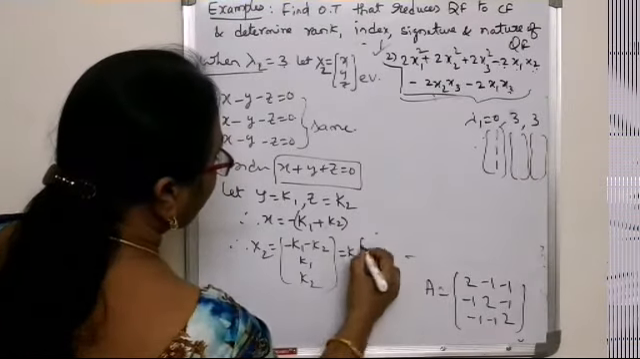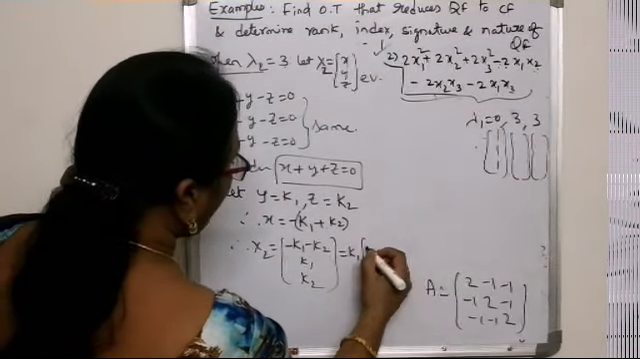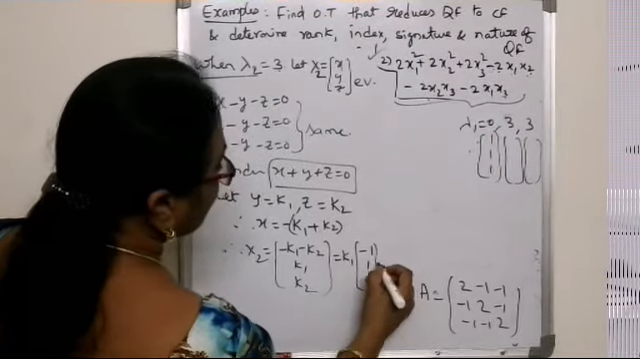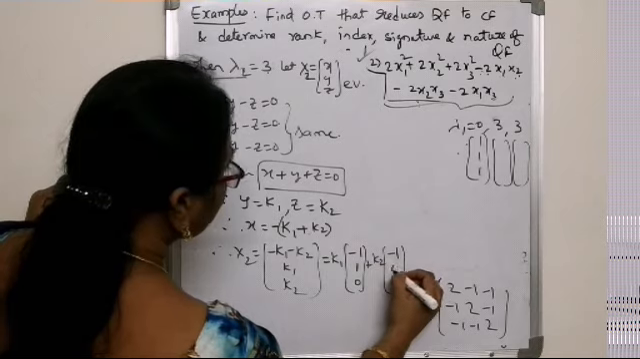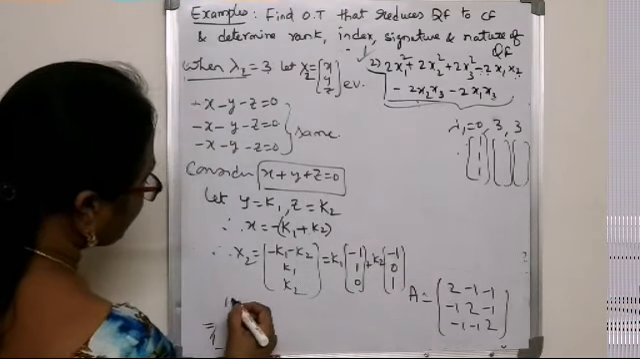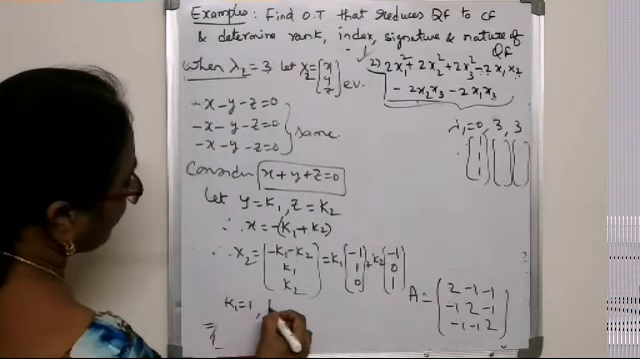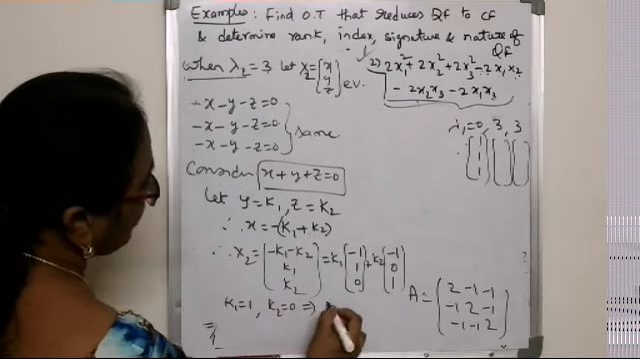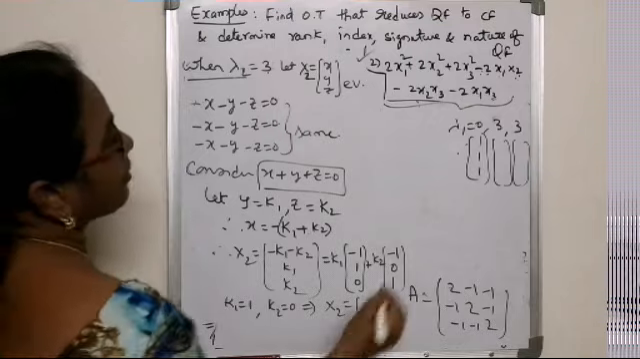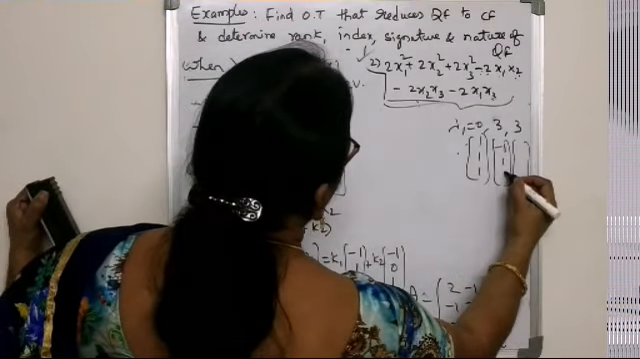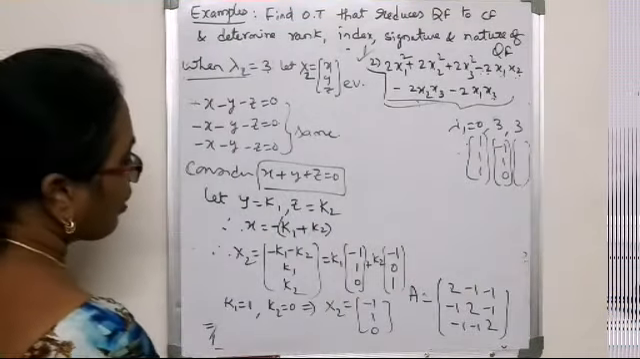And this can be written as k1 into (minus 1, 1, 0) plus k2 into (minus 1, 0, 1). Suppose we choose the value of k1 equal to 1 and k2 equal to 0. We are going to get the second eigenvector minus 1, 1, 0. The second eigenvector is minus 1, 1, 0.